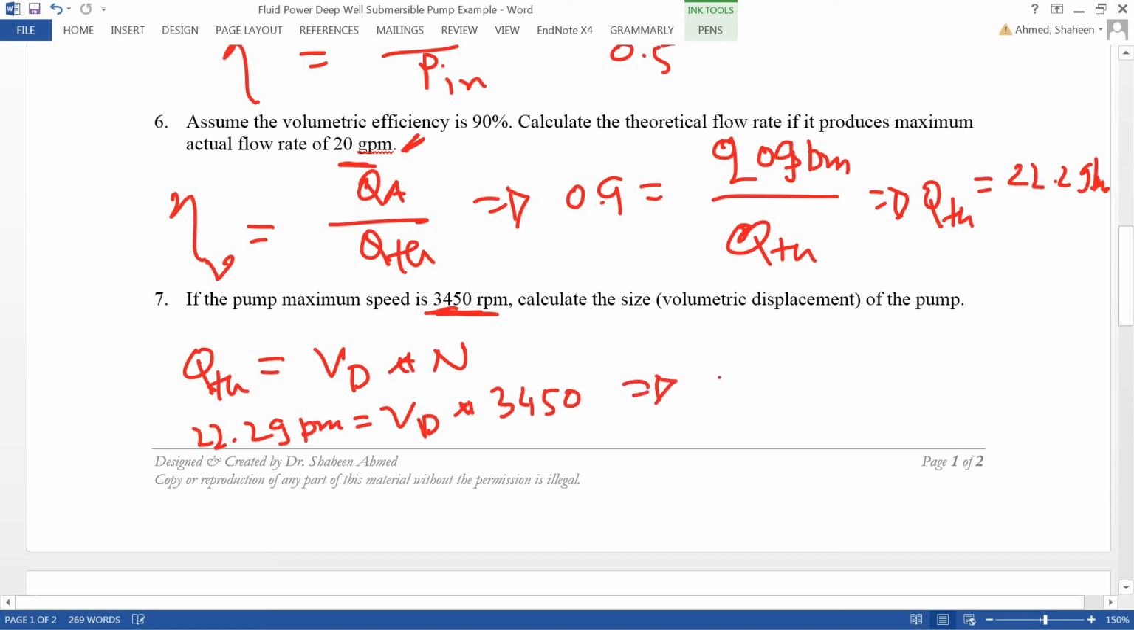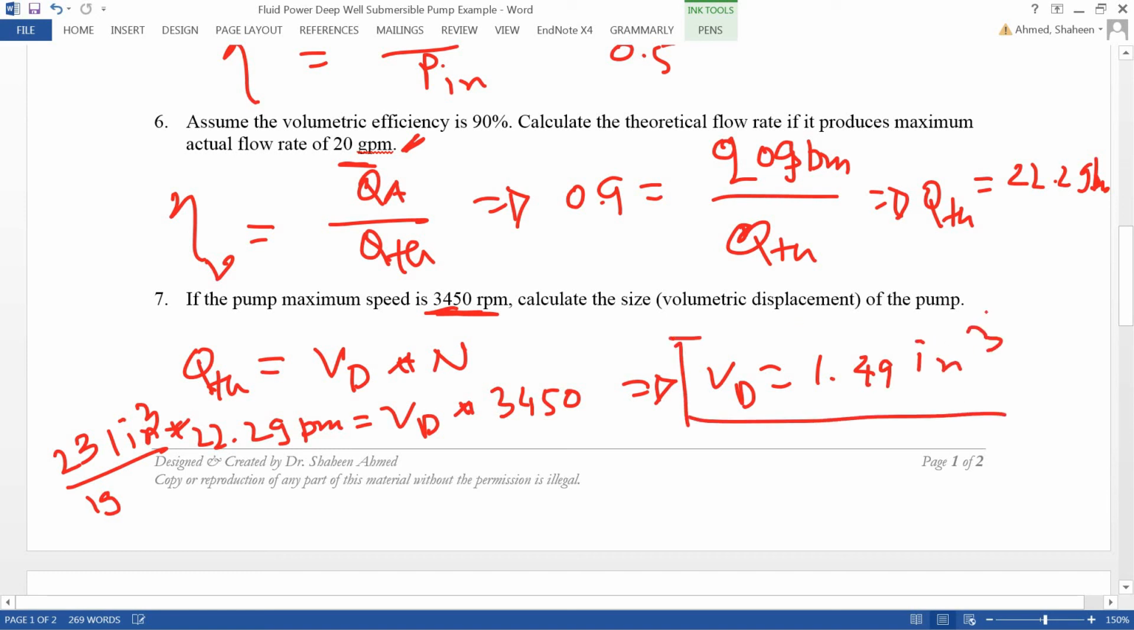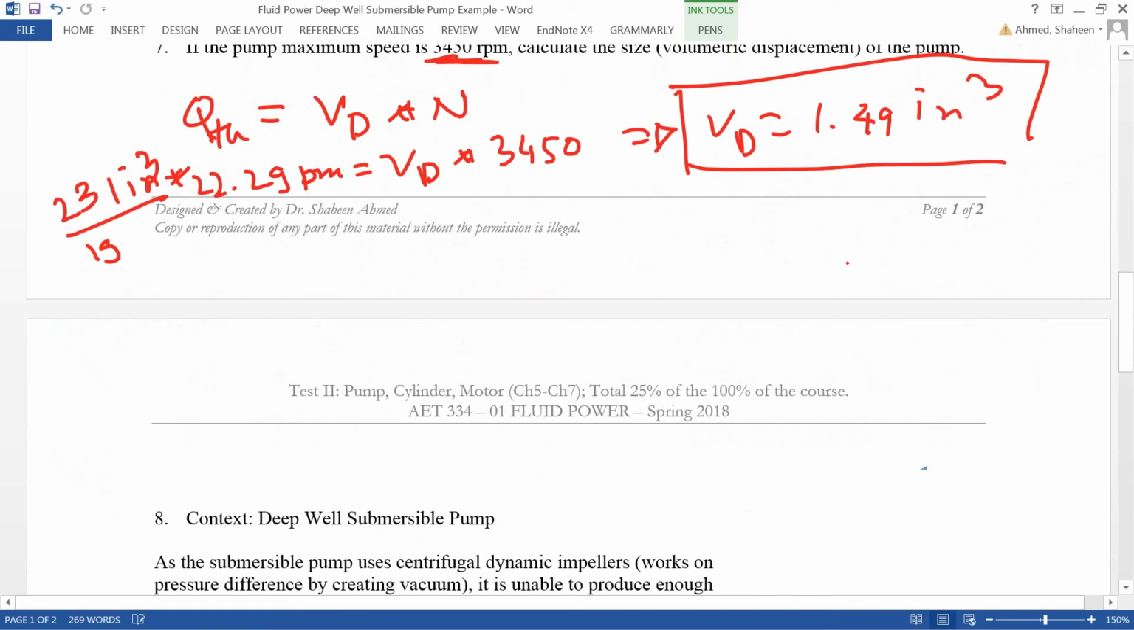So I got, I actually directly converted that to gallon per minute. So this gallon per minute, we can multiply this by 231 inch cube is 1 gallon, so that gallon cancels, so I directly got the VD is 1.49 inch cube. So that is the volumetric displacement of the pump.